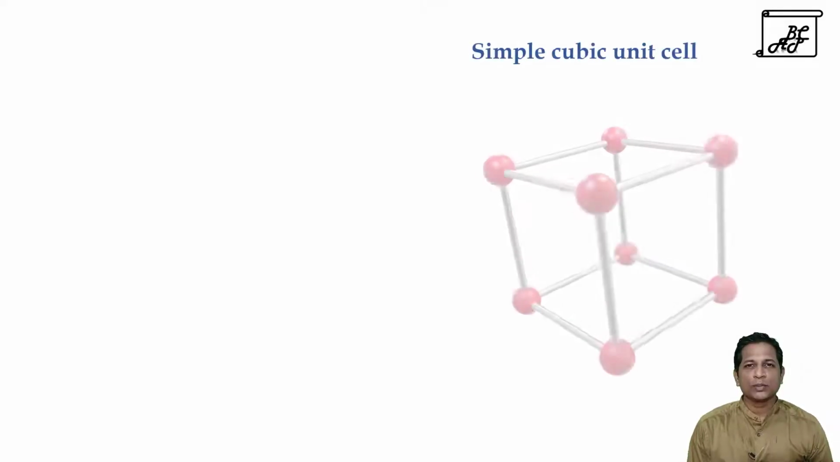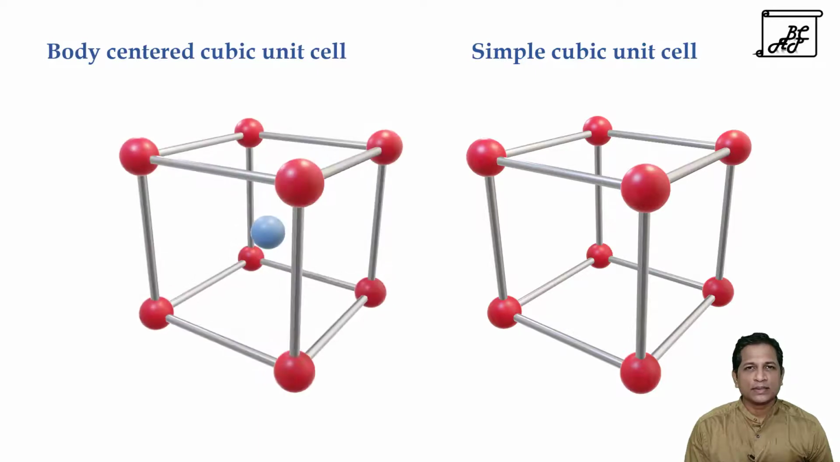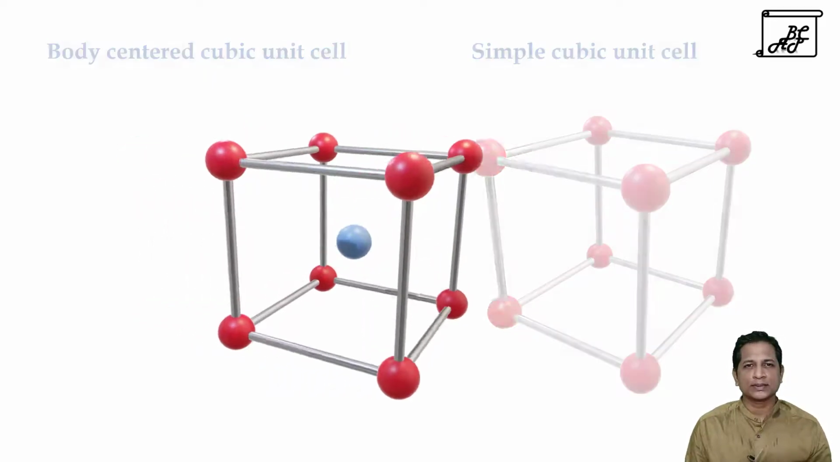In case of simple cubic unit cell, we have seen that the atoms are at the corners of a cube. In case of body center, the difference is there is one additional atom at the center of the body or center of the unit cell. Let's determine lattice constant for body centered cubic unit cell.